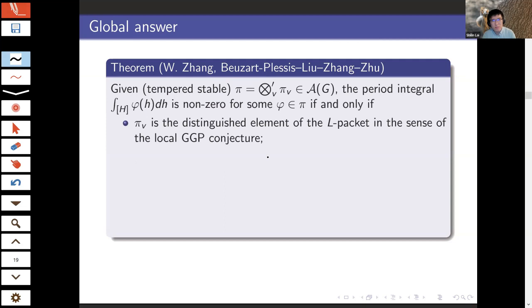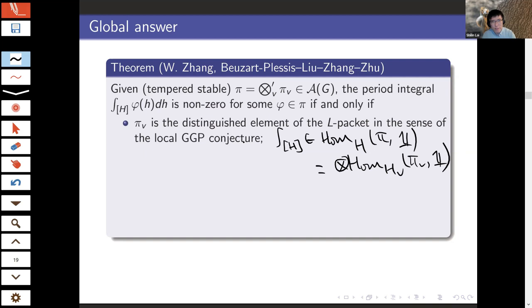And yes, if and only if there are two conditions. The first one is pi_v has to be locally distinguished. And this is clear from representation theory, because this period integral is an element in the Hom space of the global H, which decomposes as a product of the local Hom spaces. So if this has a chance to be non-zero, we must have each of the local Hom spaces to be non-zero. And so we must have pi_v be a distinguished element of the L-packet. So this is clearly a necessary condition, and it's not sufficient by itself.